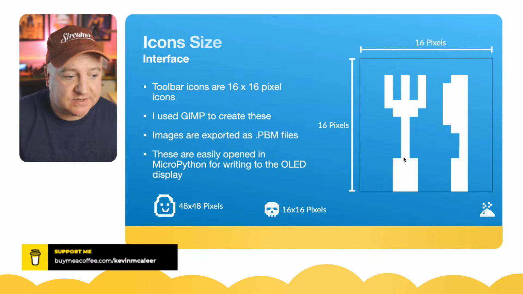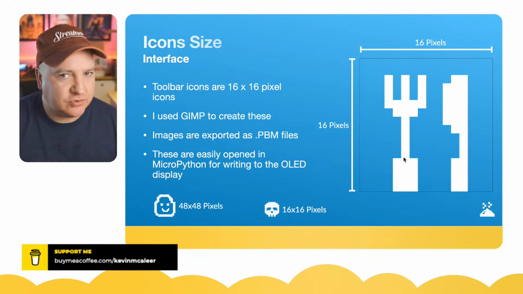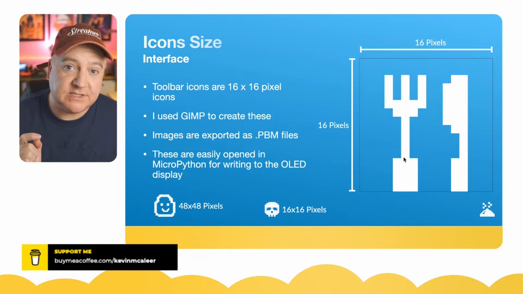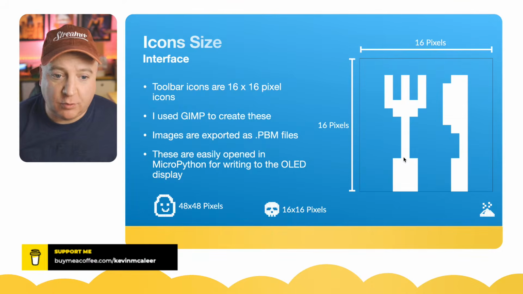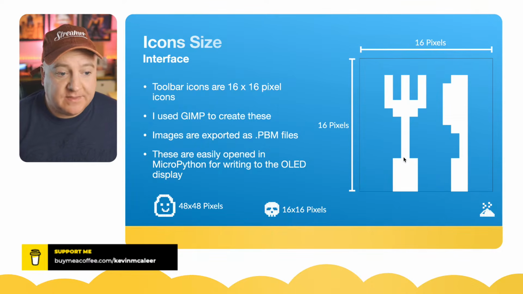I've used a piece of software that's called GIMP. I'll show you that shortly. And that's like graphics or GNU image manipulation program, I think it means. It's kind of like Photoshop, but it enables us to save in this .pbm format. And PBM is something that Python can read very easily to grab the data and then put it into a frame buffer. So this is really, really good and free to be able to create our own graphics. And these, like it says there, are easily opened by MicroPython when writing to the OLED display.